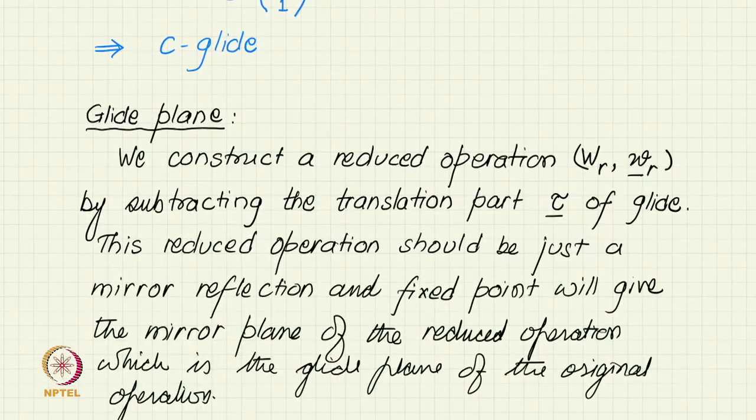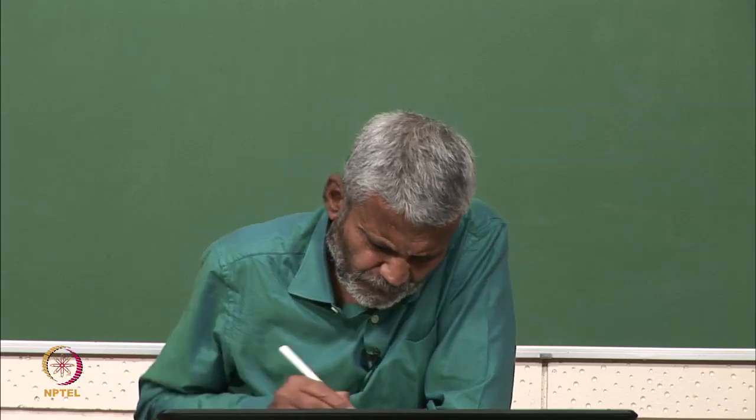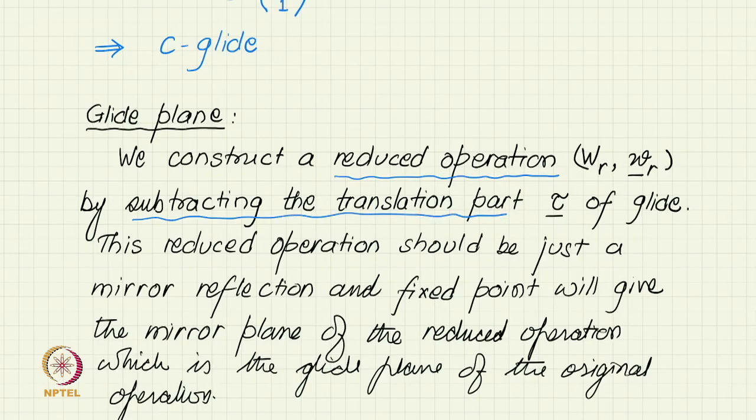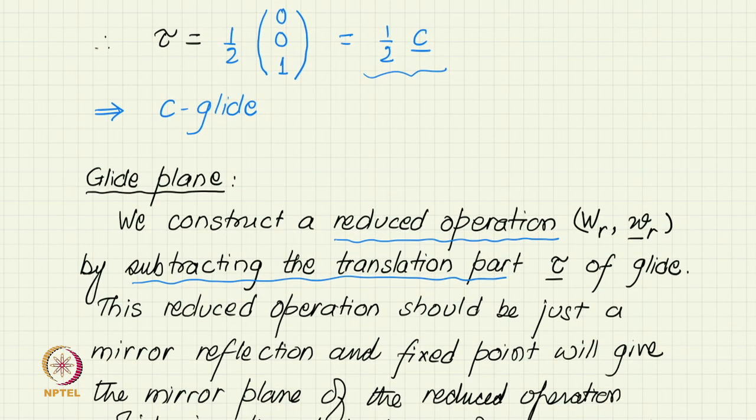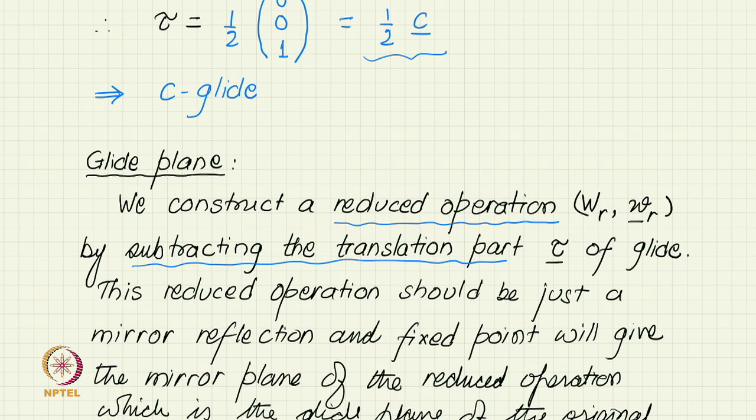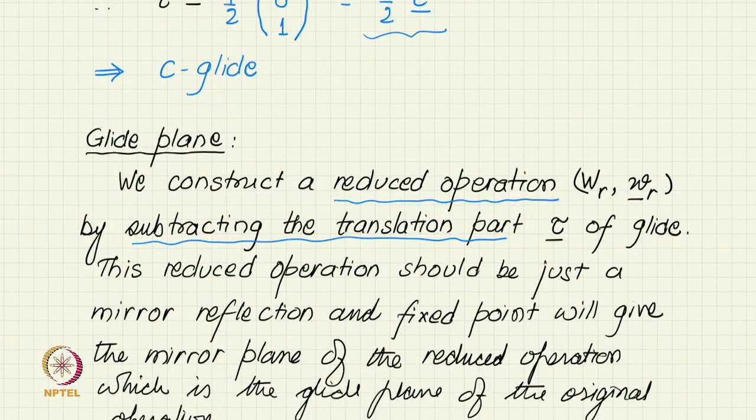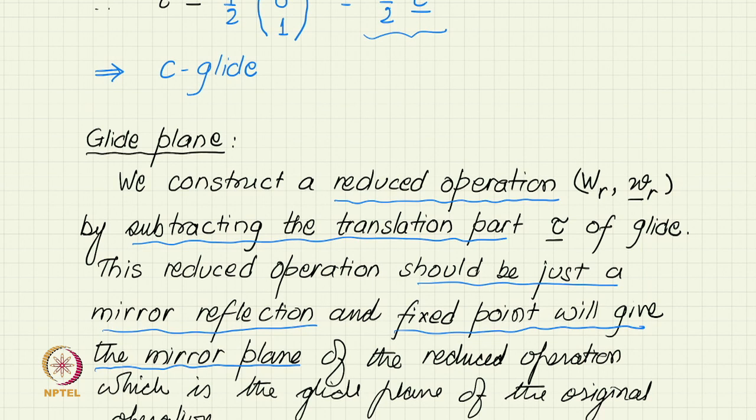For that, we have to construct what is called a reduced operation. A reduced operation is nothing but, from the overall glide operation which you have, you remove the translation part. The translation part you have already found, the tau, which is half c. So, if you remove that, then what you will get is a reduced operation. So, you are having glide and you are removing the translation component of the glide. So, what will you be left with? You will obviously be left with the mirror reflection. So, the reduced operation should be just a mirror reflection, and mirror reflection of course will have a fixed plane. So, the fixed points of this mirror reflection will give the mirror plane.